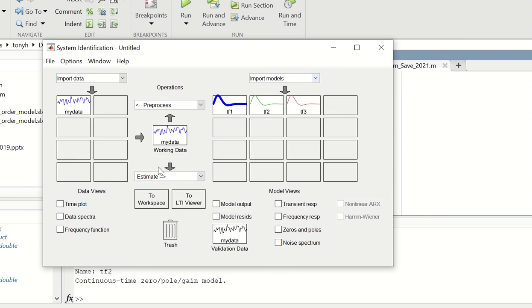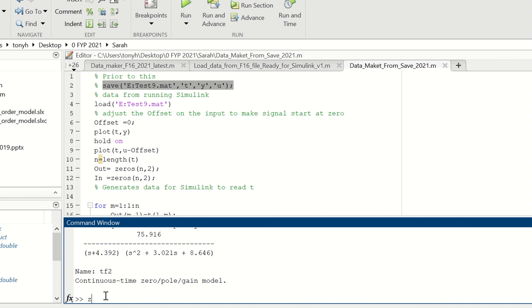TF3. So if I now do a zpk TF3, you can see now that what's happened is it's added a pole. These numbers are more or less the same as before, but it's now added a pole and a zero which almost cancel. So if you get pole zero cancellation, this is indicating you've over parameterized your model.